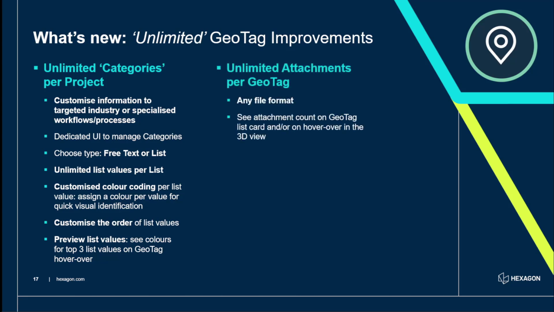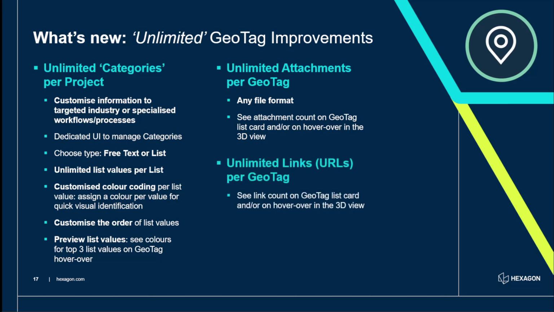We can have unlimited attachments per GeoTag. So this is any file format, and you can see the attachment count on your GeoTag card. And when you hover over the GeoTag in the 3D space, and also now when you hover over certain formats in the left-hand panel, or click them, sorry, for example, it will actually open up a preview of that without having to download the GeoTag. So you just see your PDF or your image file directly within the browser window instantaneously.